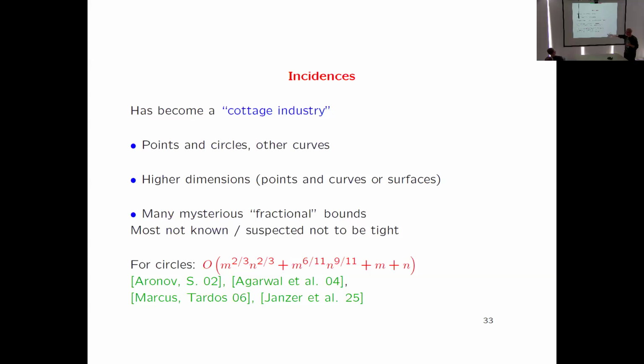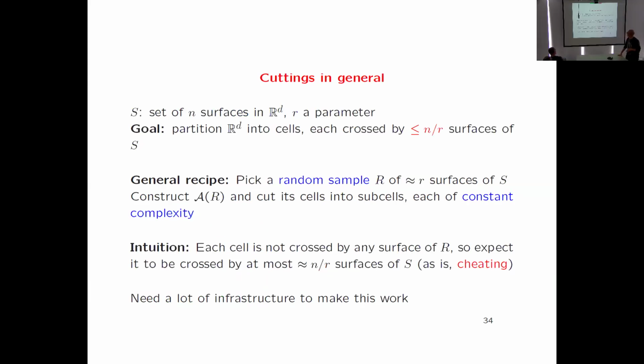The last improvement, only less than a year old, has knocked off the last polylogarithmic factors that were known before. And again, the 2/3 is tight. The 6/11, 9/11 is very, very likely not tight.